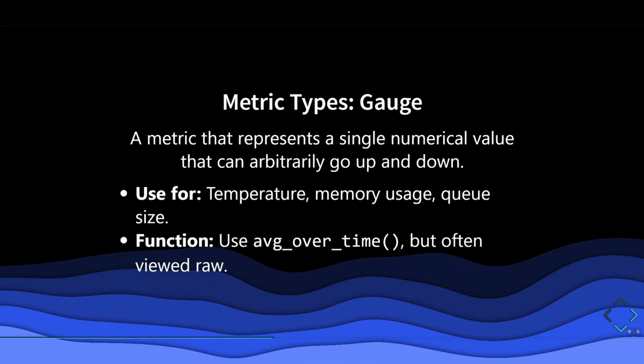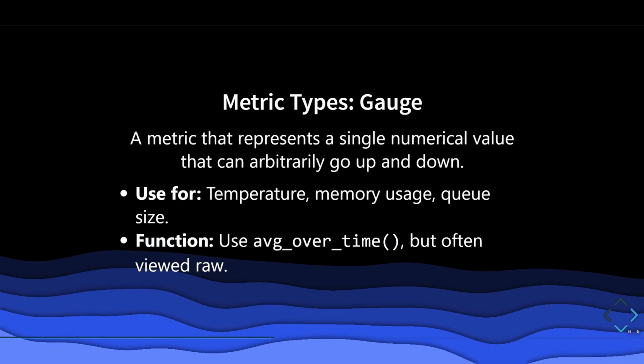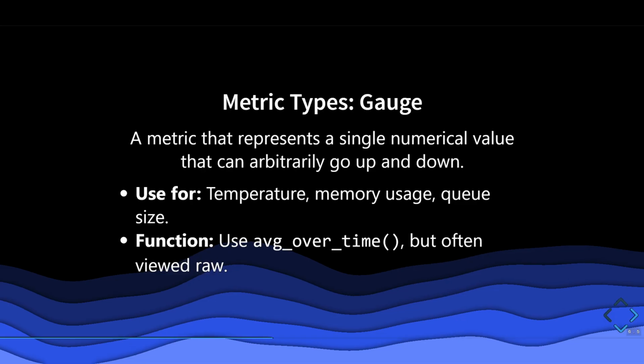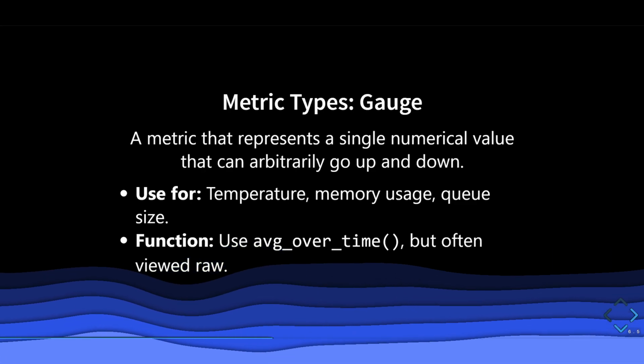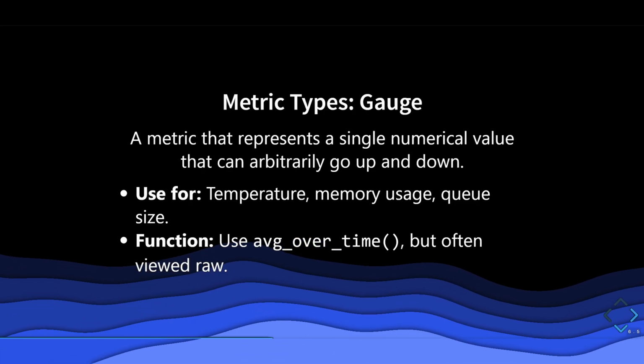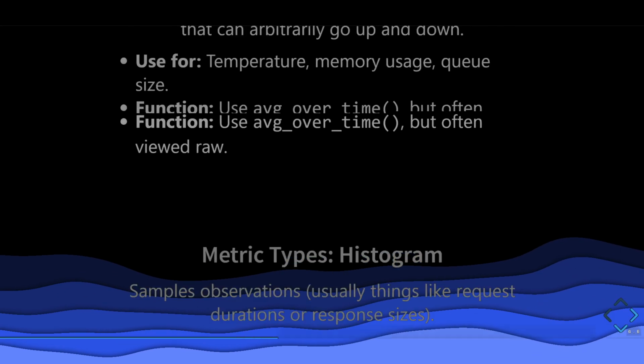Metric types. Gauge. This represents a value that can arbitrarily go up and down, like memory usage or temperature. You can view these raw or average them over time.